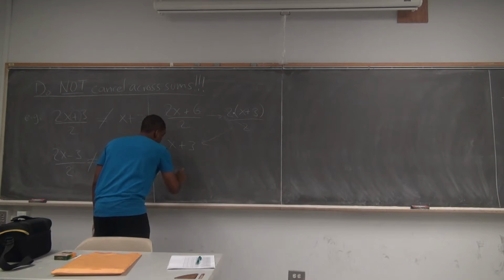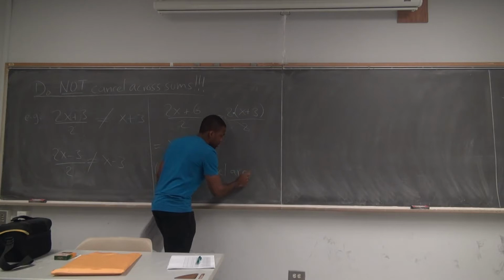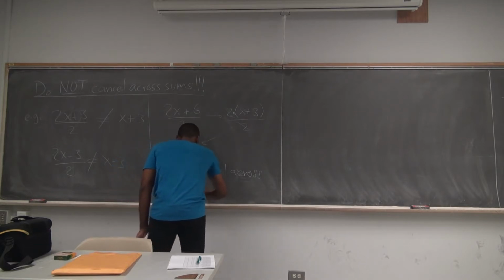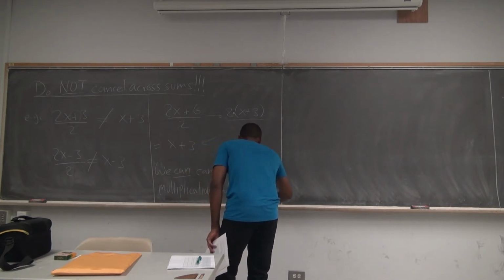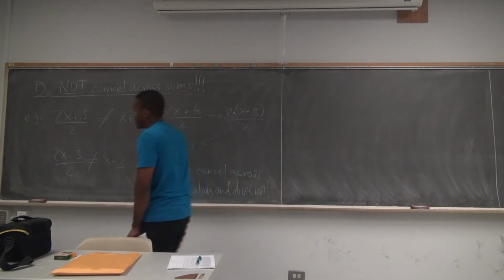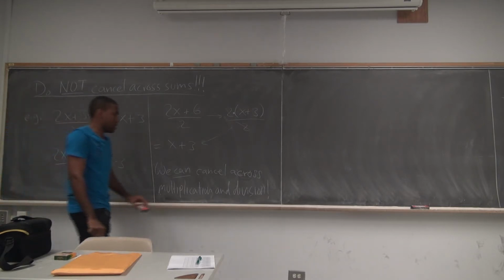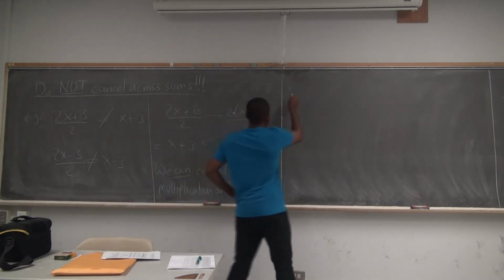So we can cancel across multiplication and division. Basic algebra fact here, I expect you to remember: do not cancel across sums. Don't think, oh, just because you see the same thing on top and bottom, it means you can cancel. If things are separated by pluses or minuses, it's not legal.